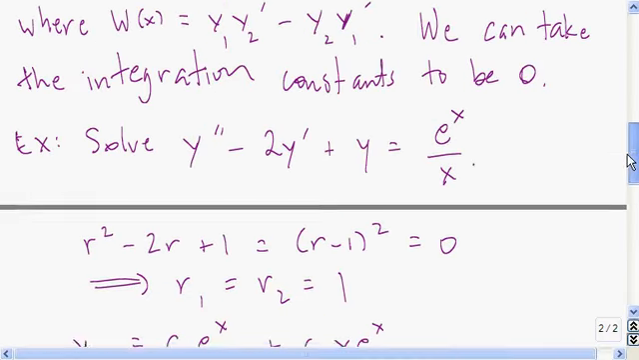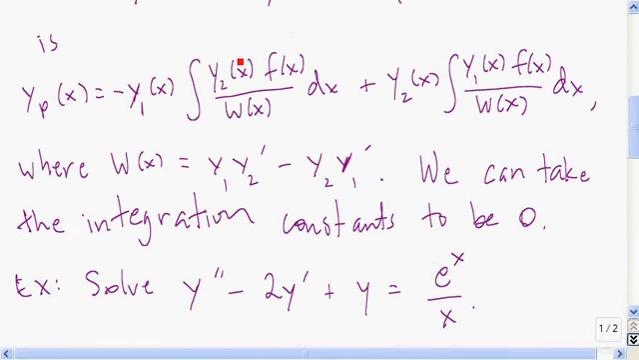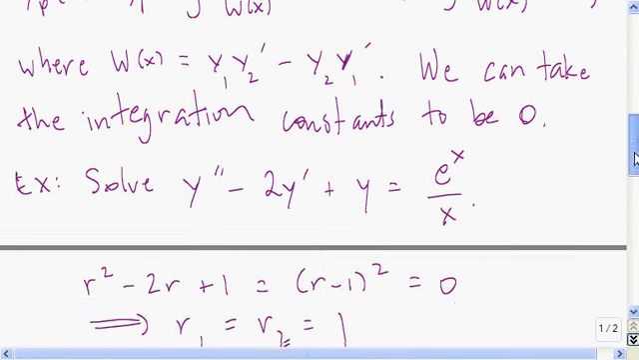Let's recall again what the integrals are. We're going to need to integrate y2 f(x) over W(x). So let's do that.